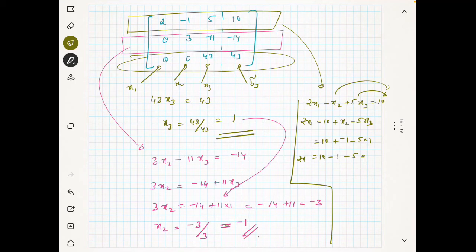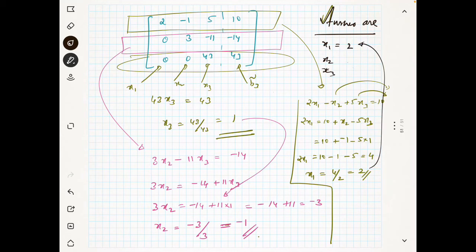So this is 2x1. 2x1 is equal to 10 minus 6, which is 4. So what is x1? x1 is equal to 4 by 2, which is equal to 2. So you got the answers. So all the answers we got. I will write the answers here. Our answers are x1, x2 and x3. What is x1? x1 I got it, which is 2. And what is my x2? My x2 is equal to minus 1. What is my x3? Yes, x3 is equal to 1.